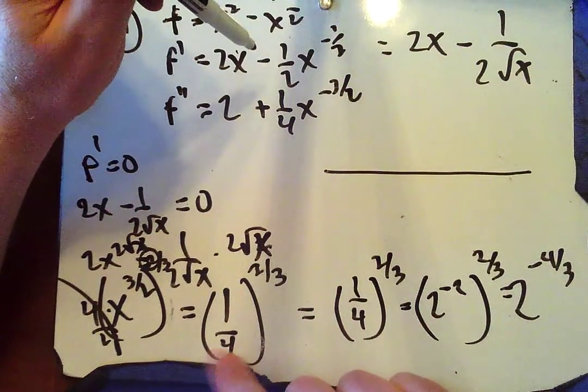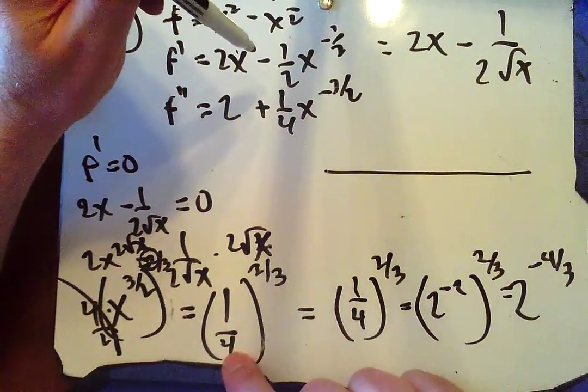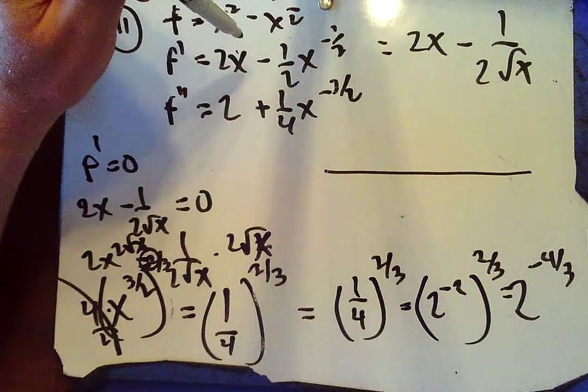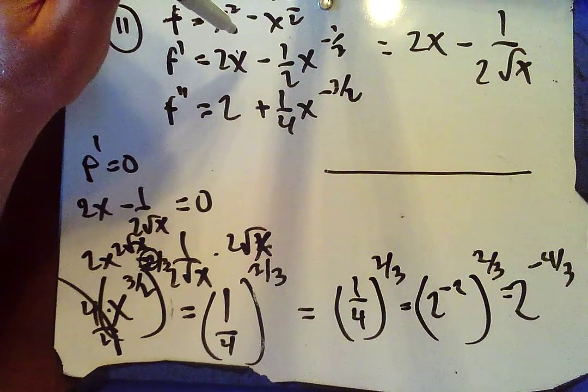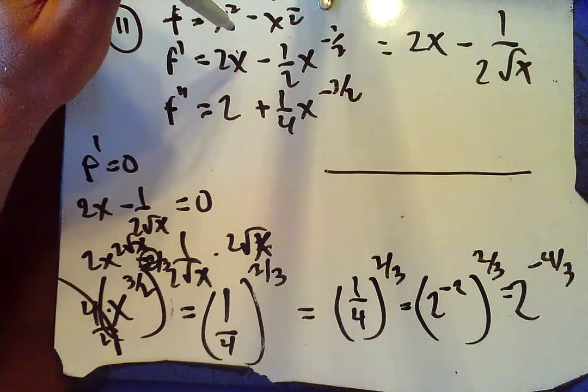Oh, why couldn't you be an 8? Because the cube root of 8 would be 2, and the 2 squared would be 4. It would be perfect. But no, you're not going to do that.